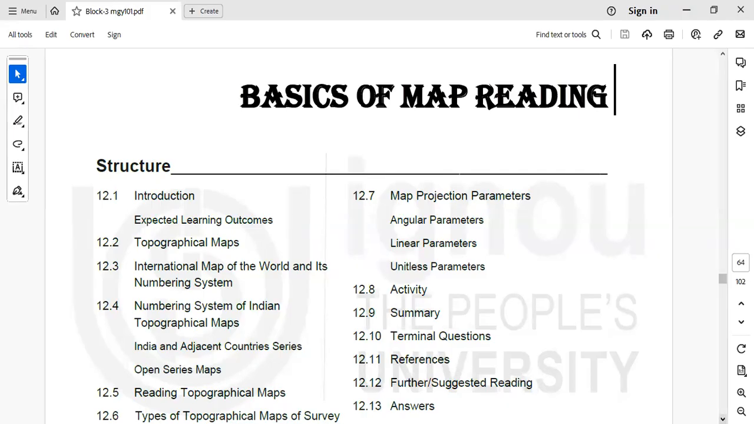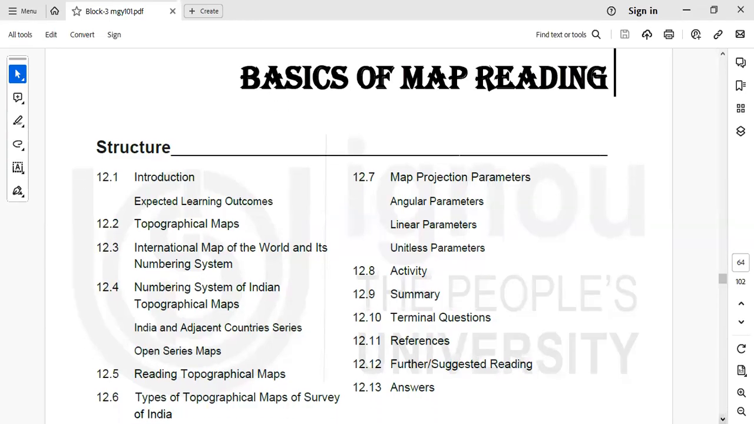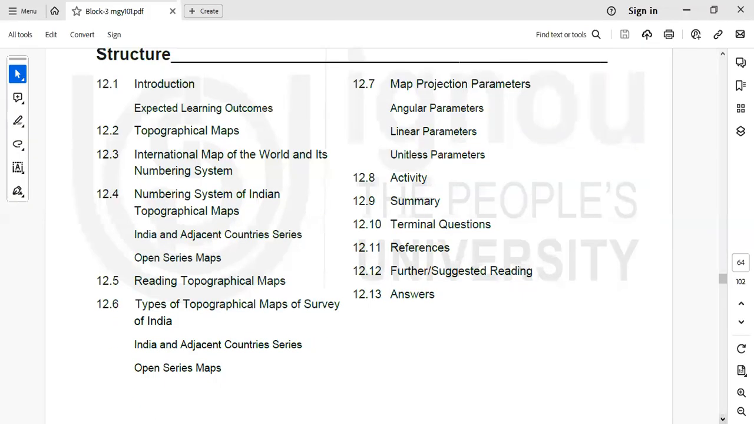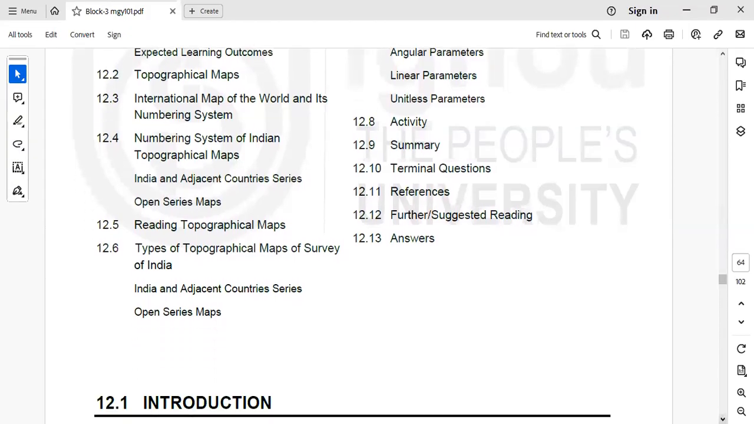So the another unit is on the basics of map reading. In this unit, what are topographical maps, their numbering system, international and national. Then how we can read the topographical map, different types of the topographical maps, Survey of India, and the map projection parameters are discussed in this unit.